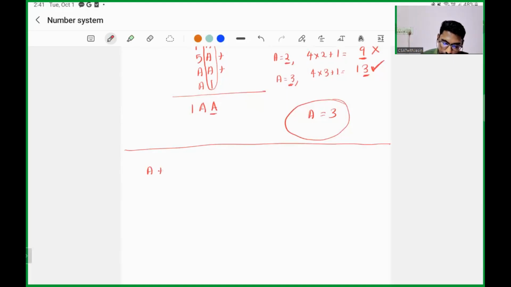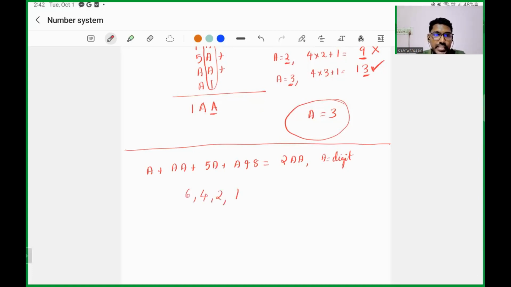A plus AA plus 5A plus A48 is equal to 2AA. What is A? Again, A is a digit. What is the value of A? Your options are 6, 4, 2 and 1.